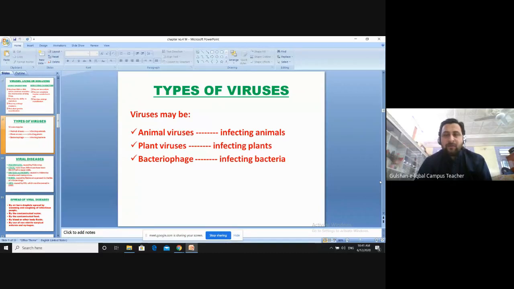So viruses can infect even organisms as small as bacteria. They can infect plants as well, and they can infect animals as well. So these are the three basic types of viruses. Then there are subtypes in animal viruses and plant viruses. Definitely there are subtypes as well, but the basic types are these three. So they are infecting animals, plants, and bacteria as well.